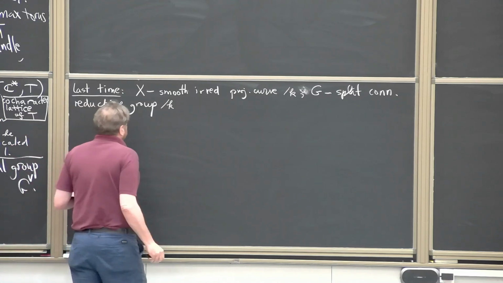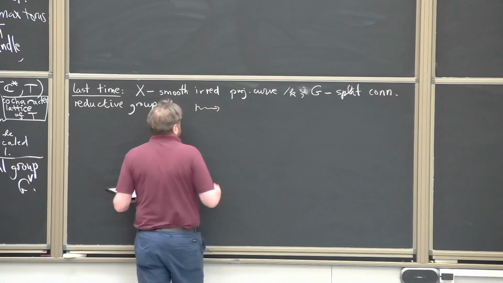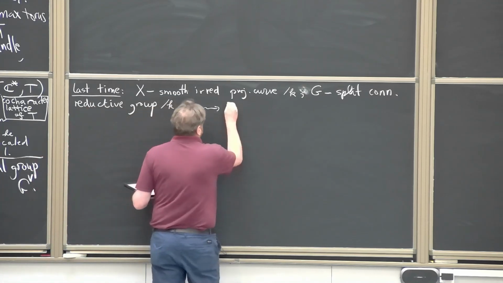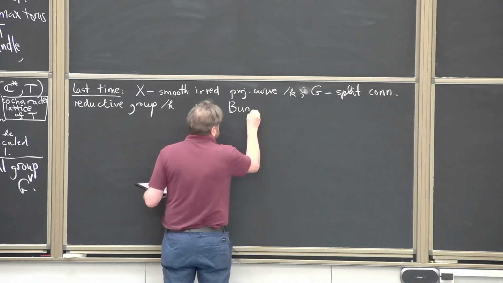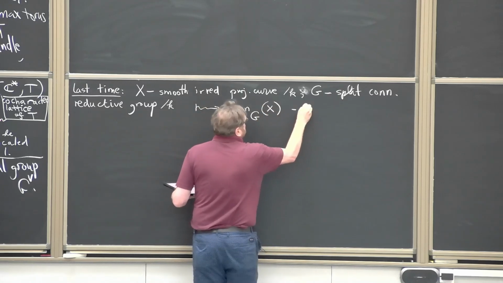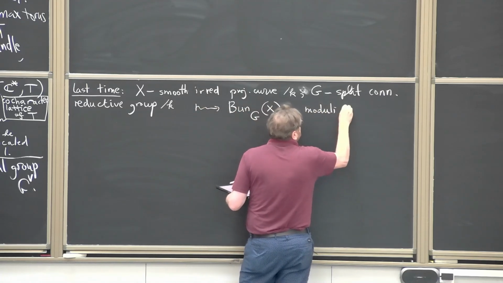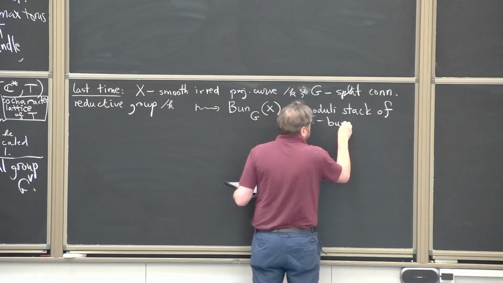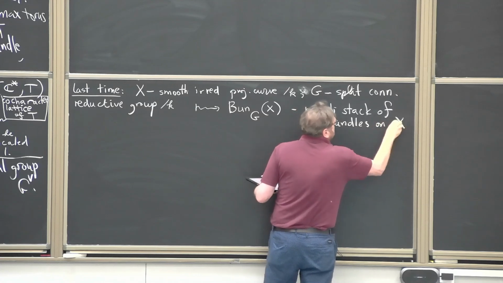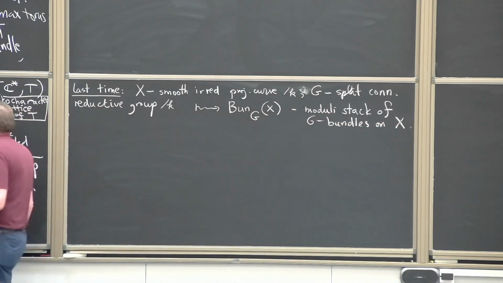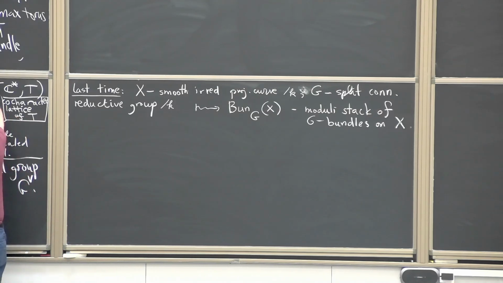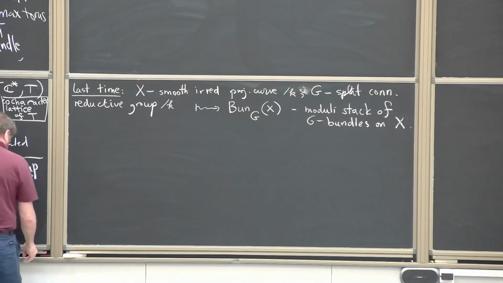So we have this pair, and to this thing we attached something that I didn't really define in full detail, but at least defined as a functor of points. And this is the stack of bundles, Bun G of X, the moduli stack of G bundles on X. So this is a very complicated object, and I explained some of the complications that it comes with. But luckily, many of these complications will not be very important for us.